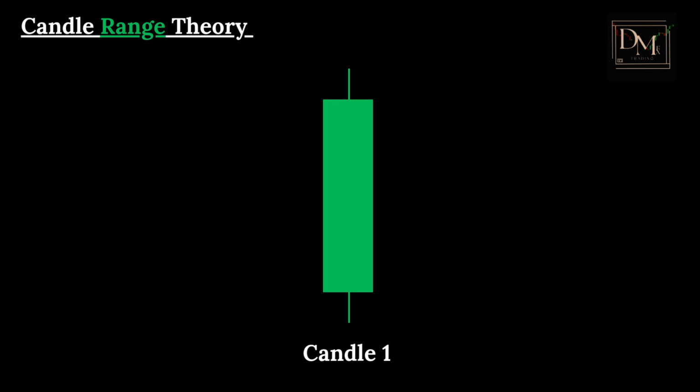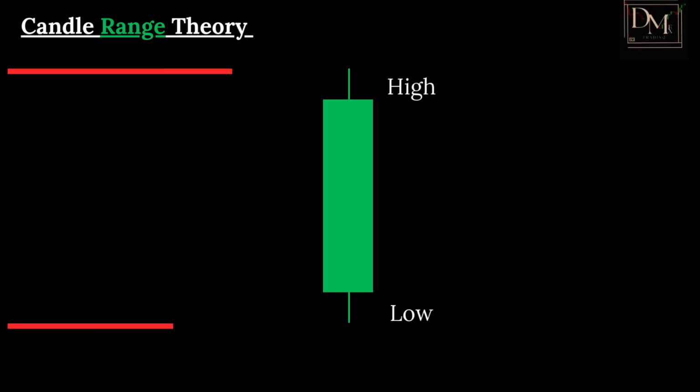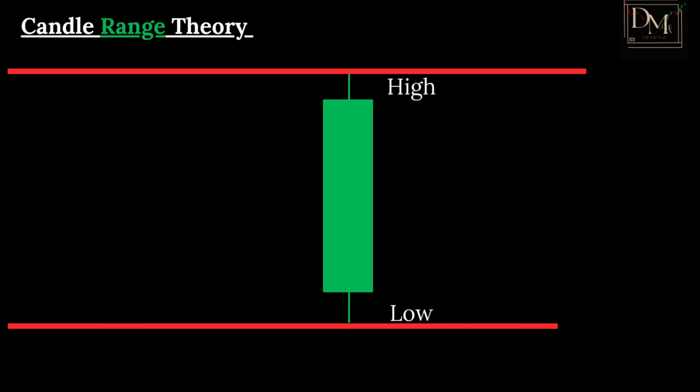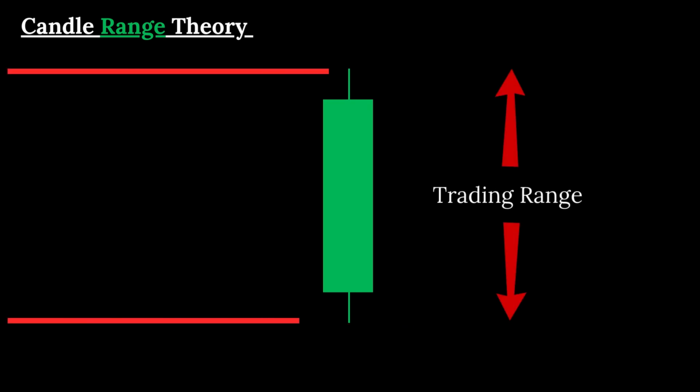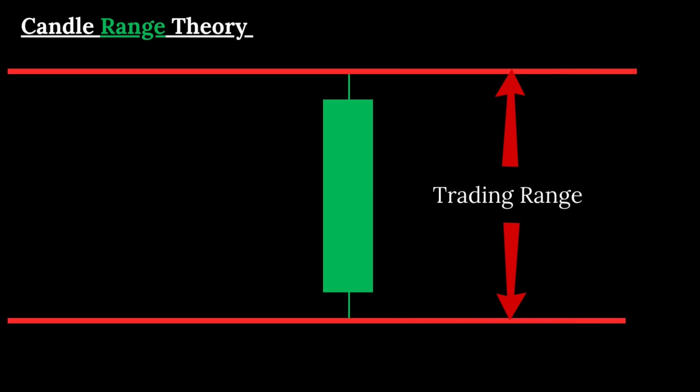Candle 1. This candle defines your range. You mark the high, that's your candle range high, and the low, that's your candle range low. These become your primary liquidity zones. This framework can be used on any time frame. However, there are specific criteria to determine which candles are ideal, and we'll go over that later in the video.